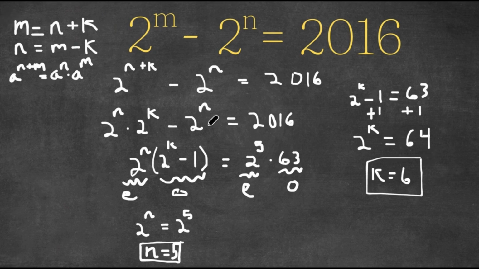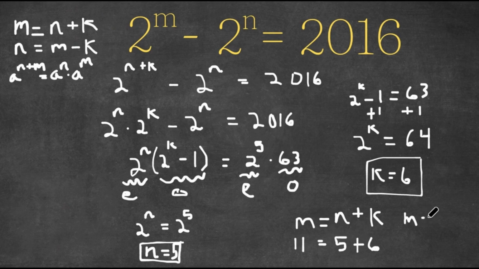So we know that m is equal to n plus k. We already have the values for n and k. n is 5 and k is 6, meaning m is equal to 5 plus 6, which is 11. So m is 11. Now we have our values for n and m.